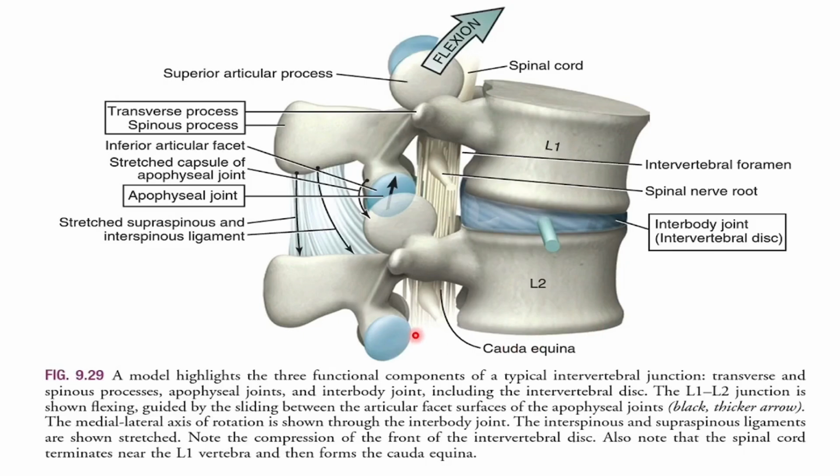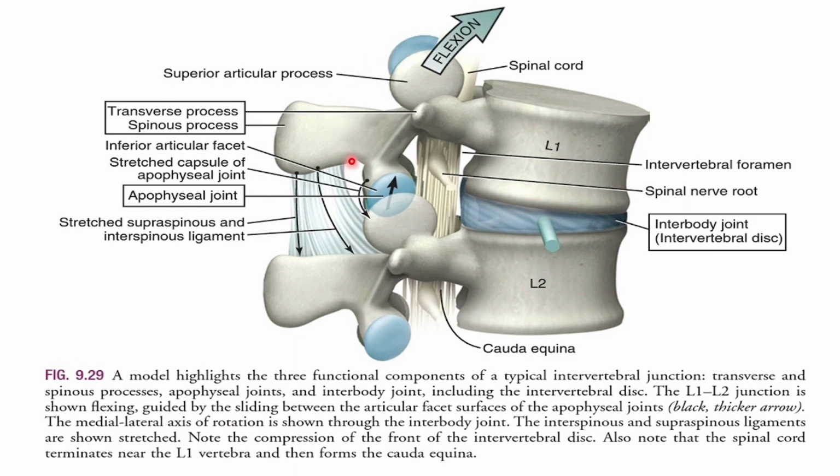So this is a model highlighting the three functional components of the typical intervertebral junctions. The transverse process and the spinous process, the apophyseal joints or the facet joints, and the interbody joints. In between these interbody joints, you can see your intervertebral disc. And this is the axis of motion.